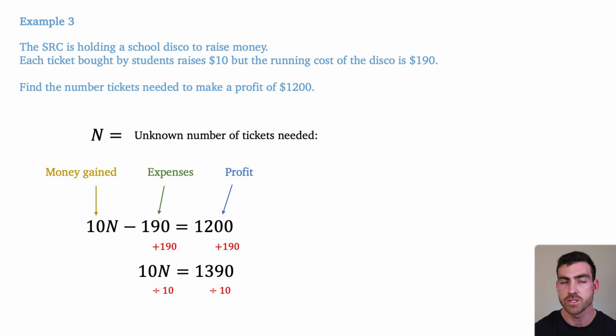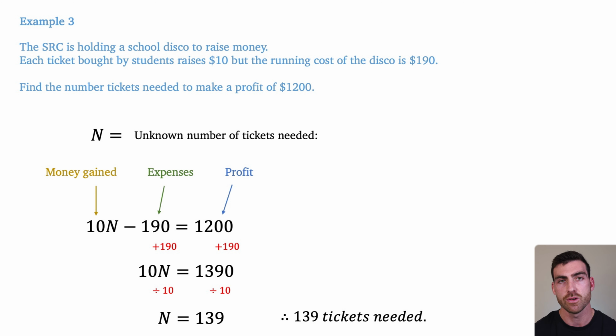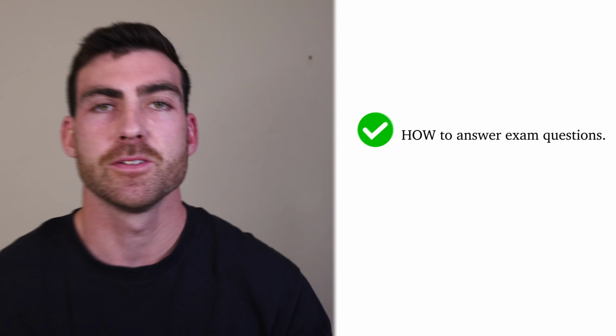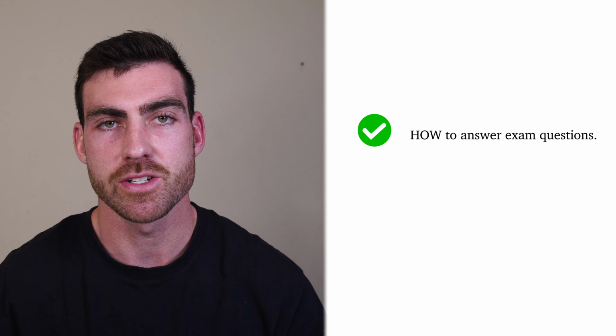Next, we divide both sides by 10, giving us an answer: the number of tickets needed is 139 to make a profit of $1,200. You now know how to answer exam questions.